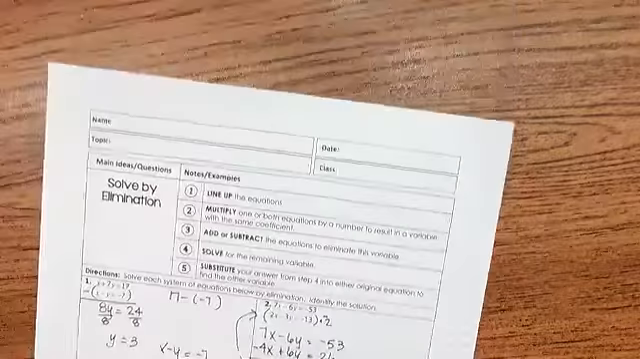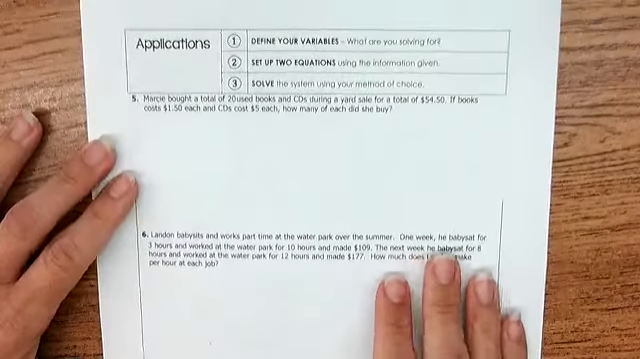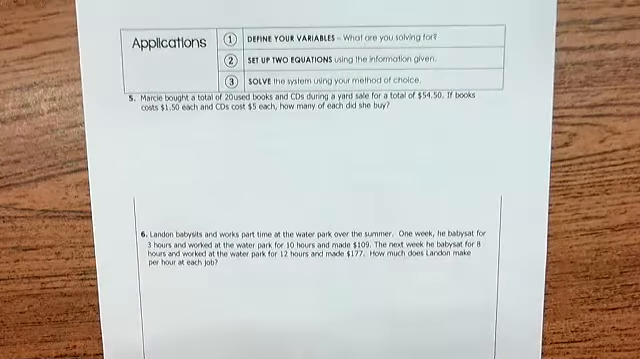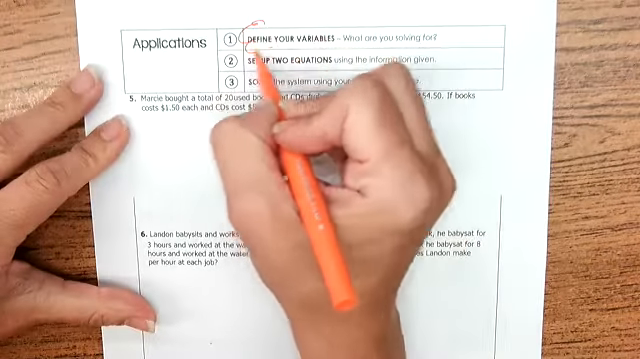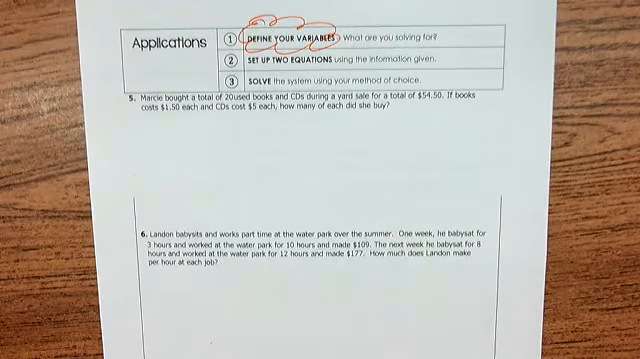Word problems. We're going to do a few of these. The number one step with word problems is always to define your variables. You need to tell me, what does x equal? What does y equal? You don't always have to use x and y. Feel free to use p or q or whatever.